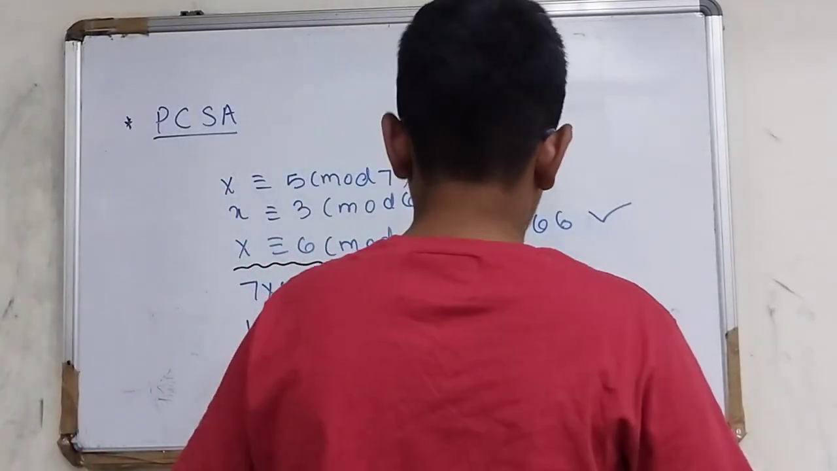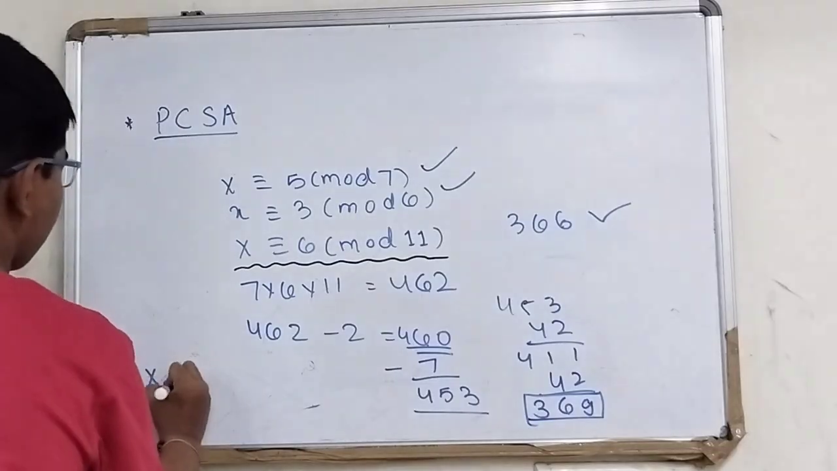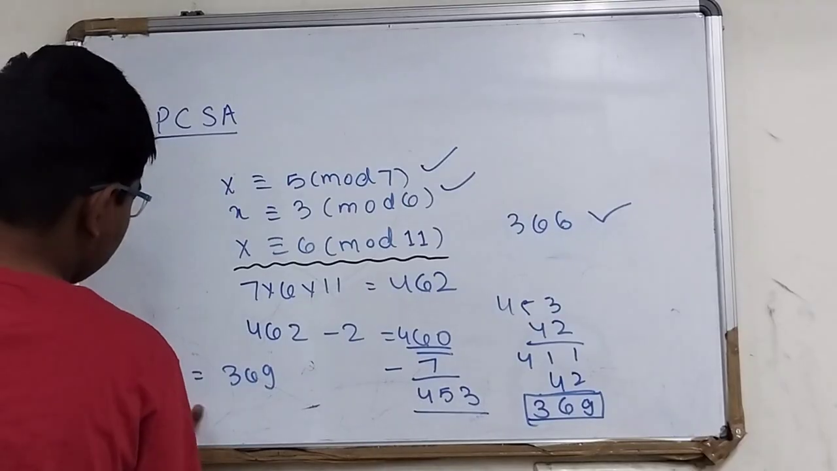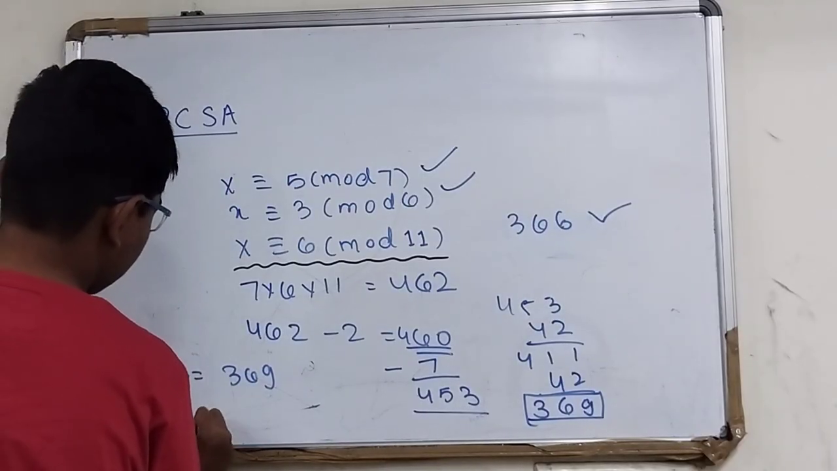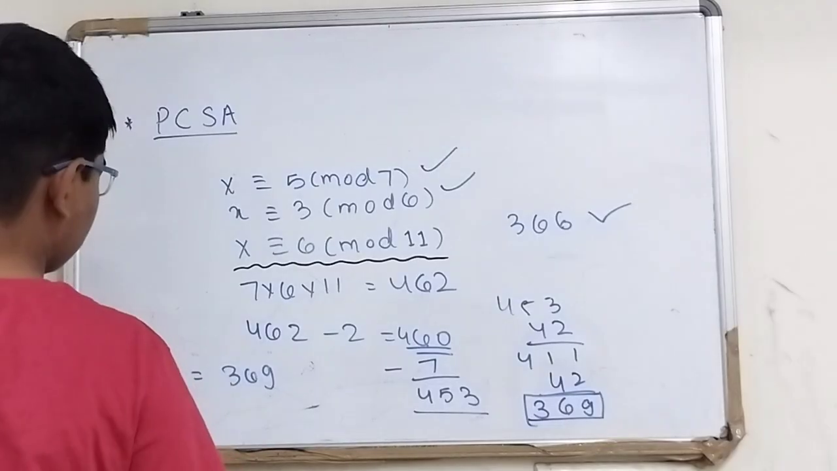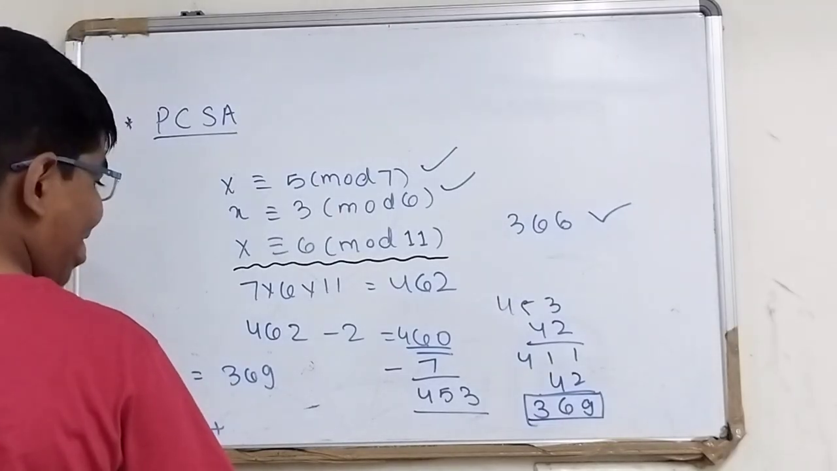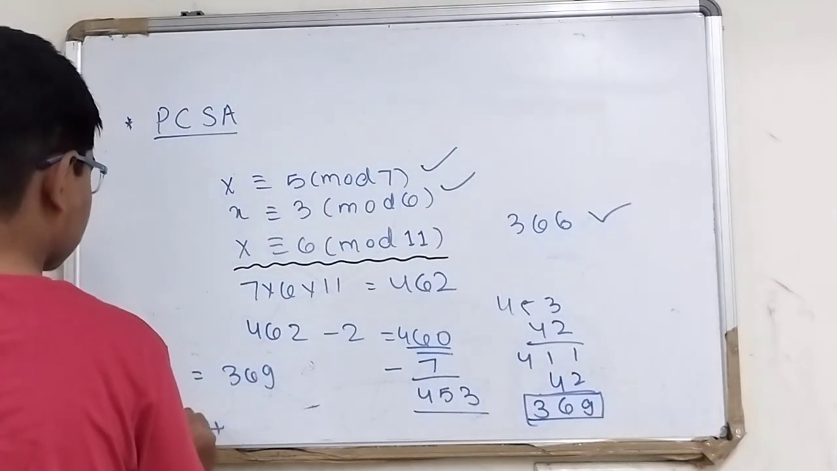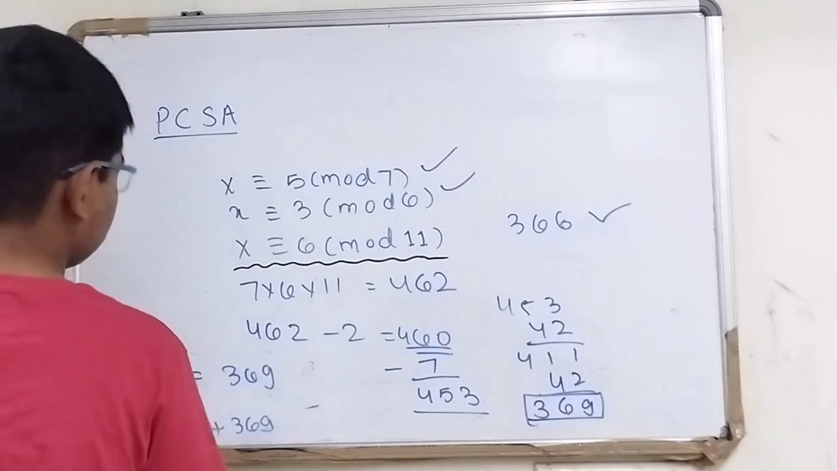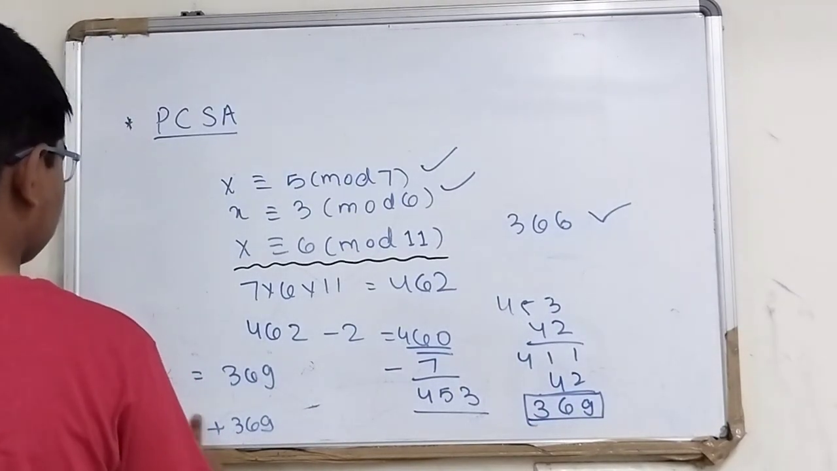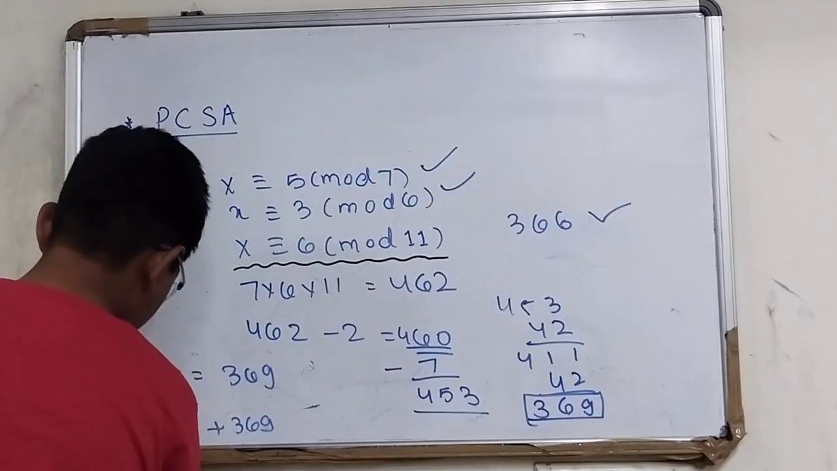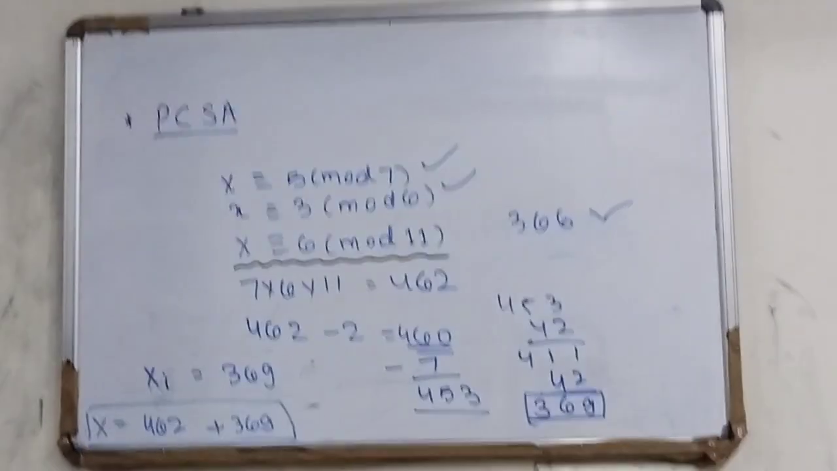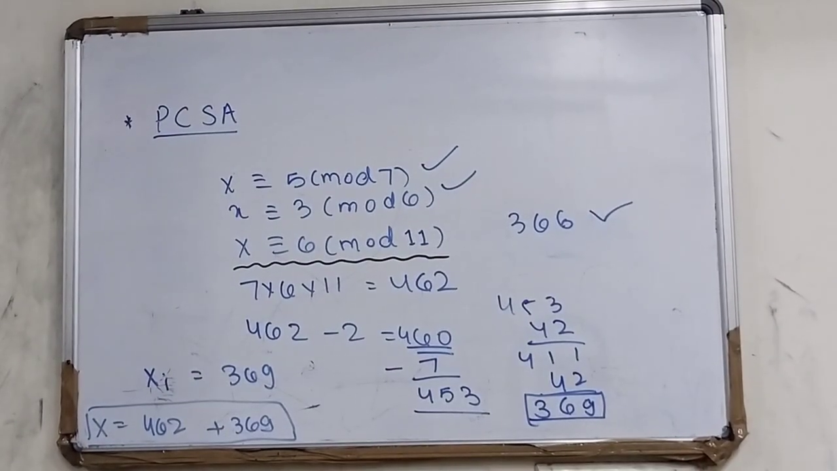It is 369. So x is 369, and the equation is 462k plus 369. Okay. So this is it. Now if you want to check, I'll check it for you. Okay. Just wait.